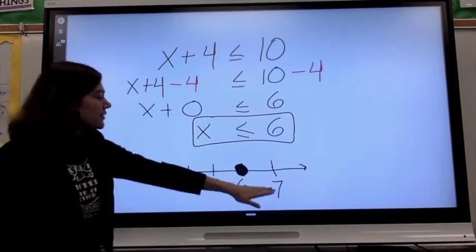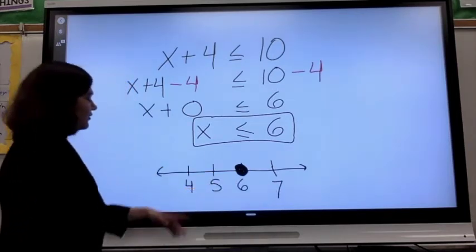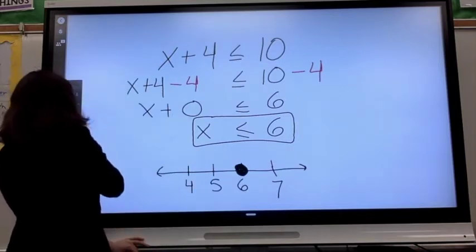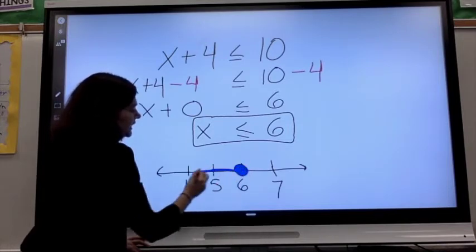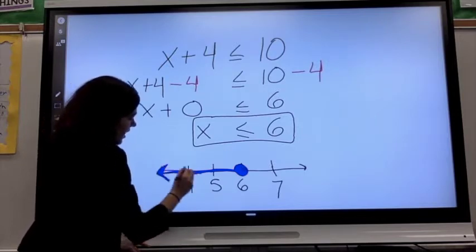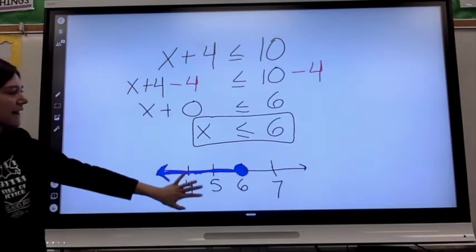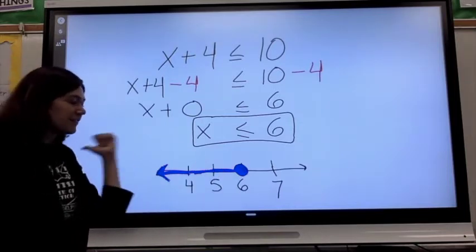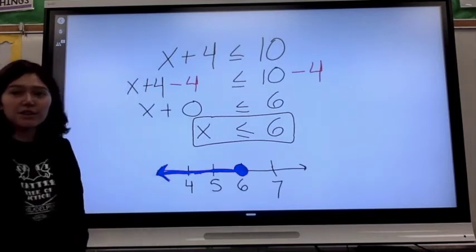And then it's less than or equal to 6. So which direction is less than 6? Is 7 less than 6? No. 5 is less than 6. 4 is also less than 6. So we're going to go this way. I'll do this in a different color. I have to move left of 6. So this is me graphing the solution. What this is saying is any possible number to the left of 6, or including 6 on this number line, makes our original inequality true.